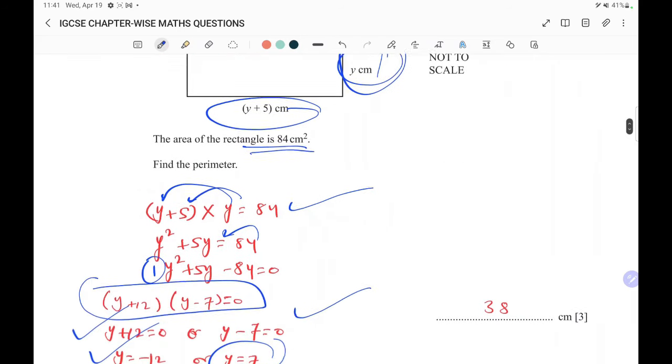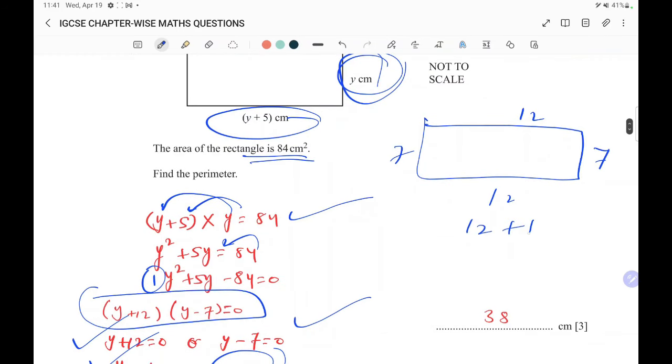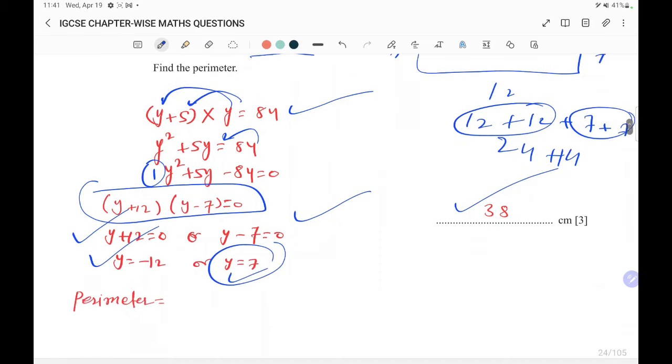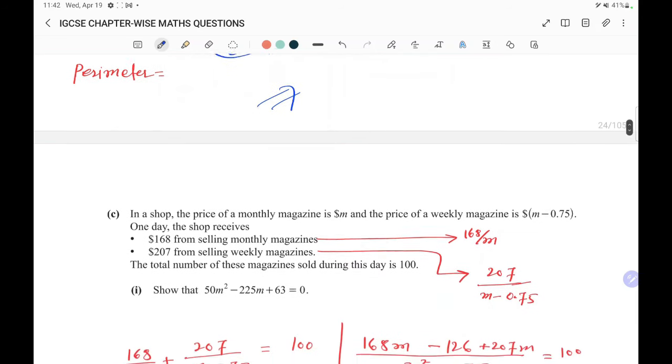By the way, they're asking about the perimeter. So if y is 7, so this is 7 and 7 plus 5, this is 12. So this is 12, this is 7. So perimeter is 12 plus 12 plus 7 plus 7, right? So 12 plus 12, 24, and 7, 7, 14. So that is 38, right? You can check there. I have written the result above.